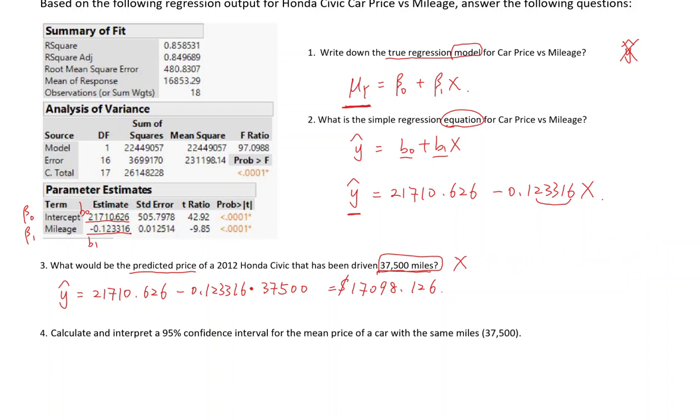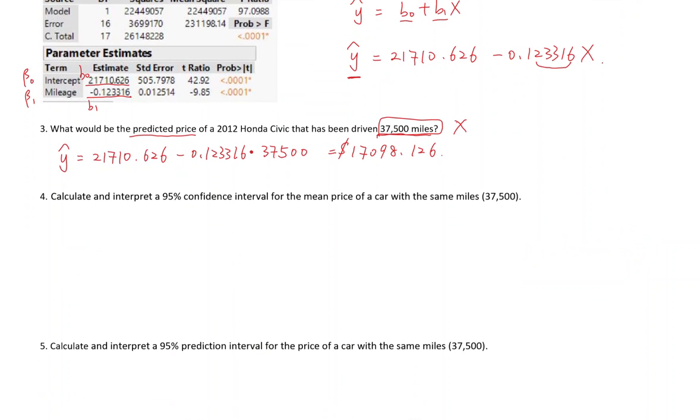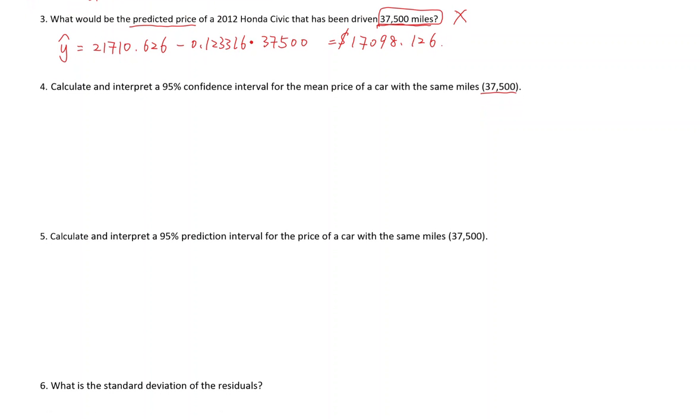Alright, so next one, number 4, calculate and interpret a 95% confidence interval for the mean price of a car with the same miles, which is 37500. Alright, and I see the common problem with number 4 and number 5. Number 5 is to calculate and interpret a 95% prediction interval for the price of a car with the same miles. So actually we are getting the confidence interval and prediction interval.